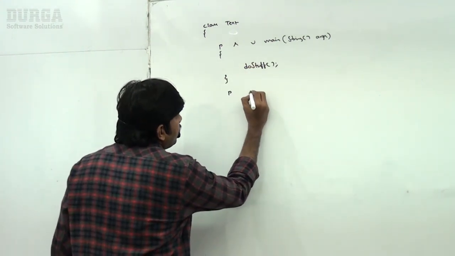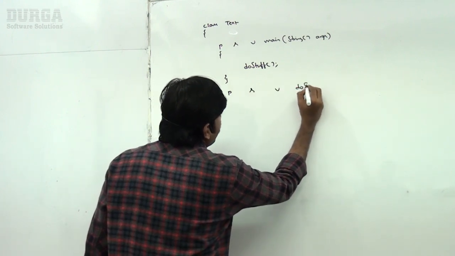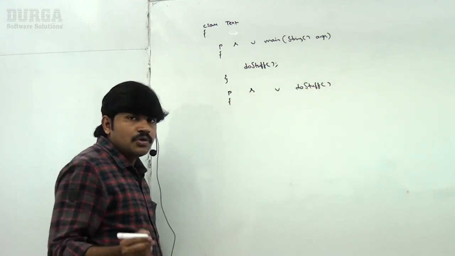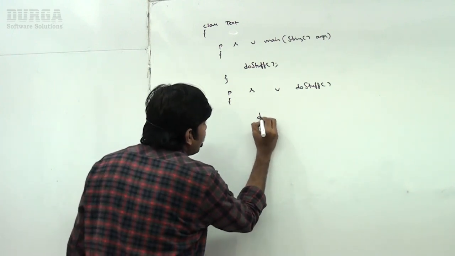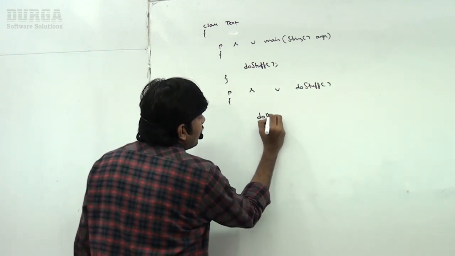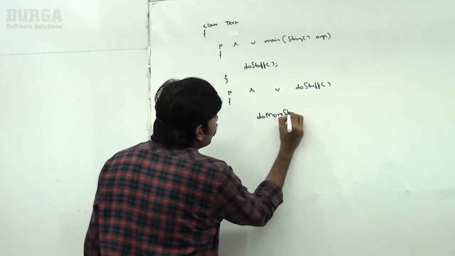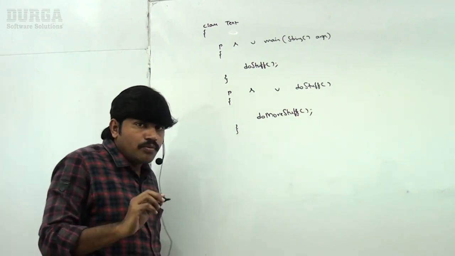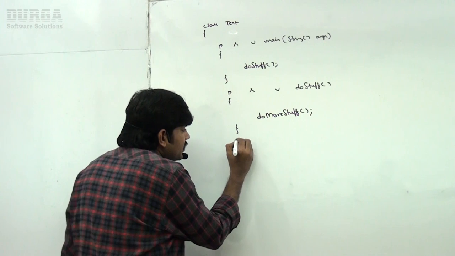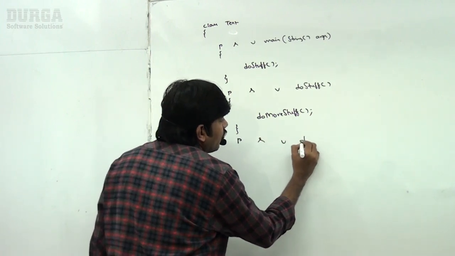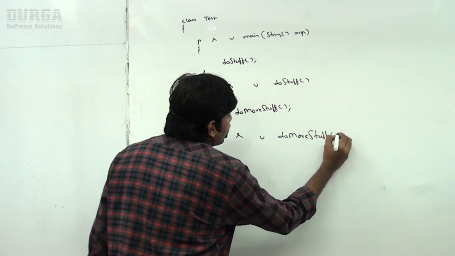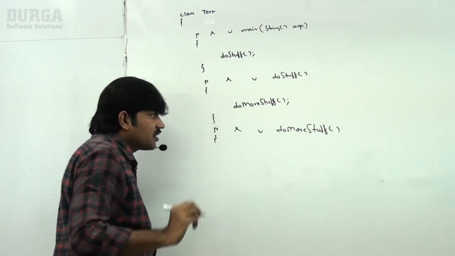Now public static void doStuff. doStuff internally calls doMoreStuff. Okay. Next, public static void doMoreStuff I'm taking.